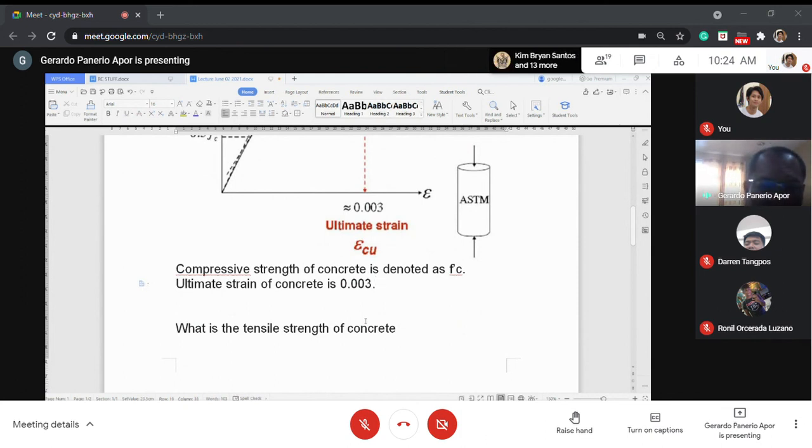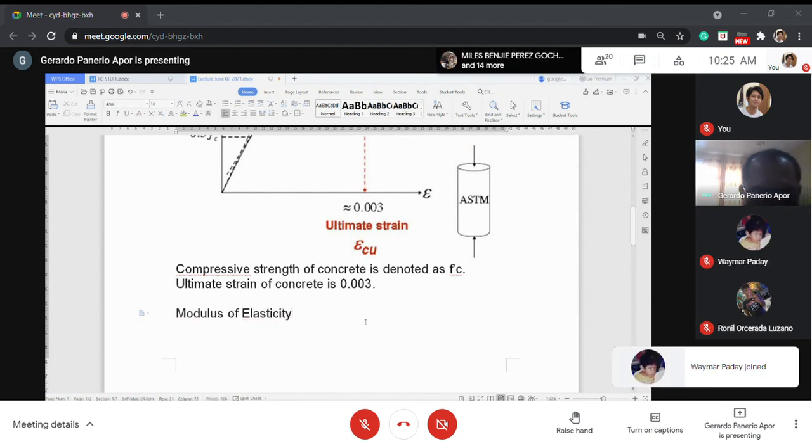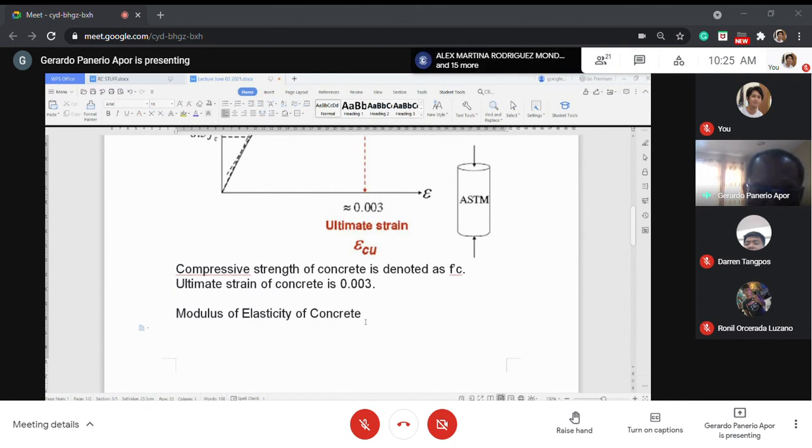What is the tensile strength of concrete? Maybe first, we will put the modulus of elasticity of concrete. The modulus of elasticity of concrete is not constant, but we can assume, no? So usually we just go to the formula. We just type it in Google. Now we just Google.